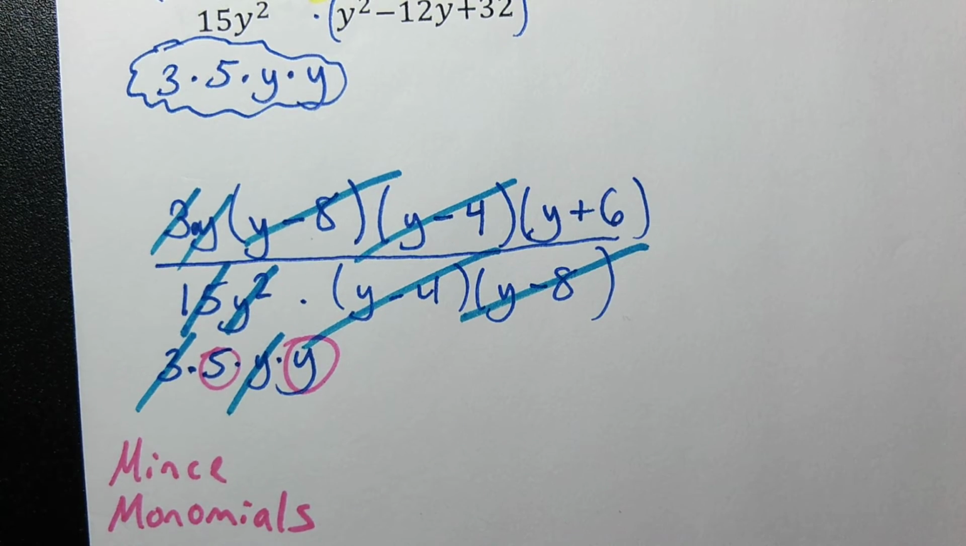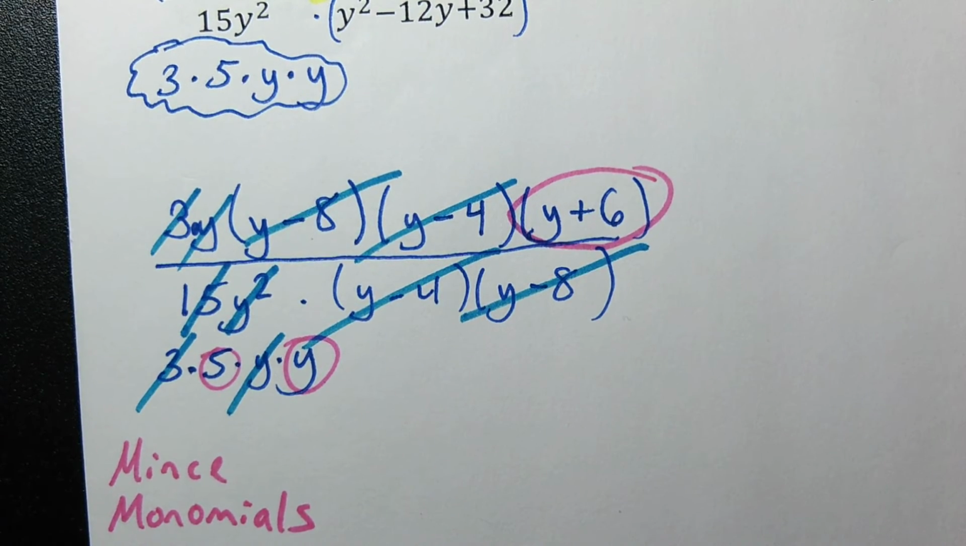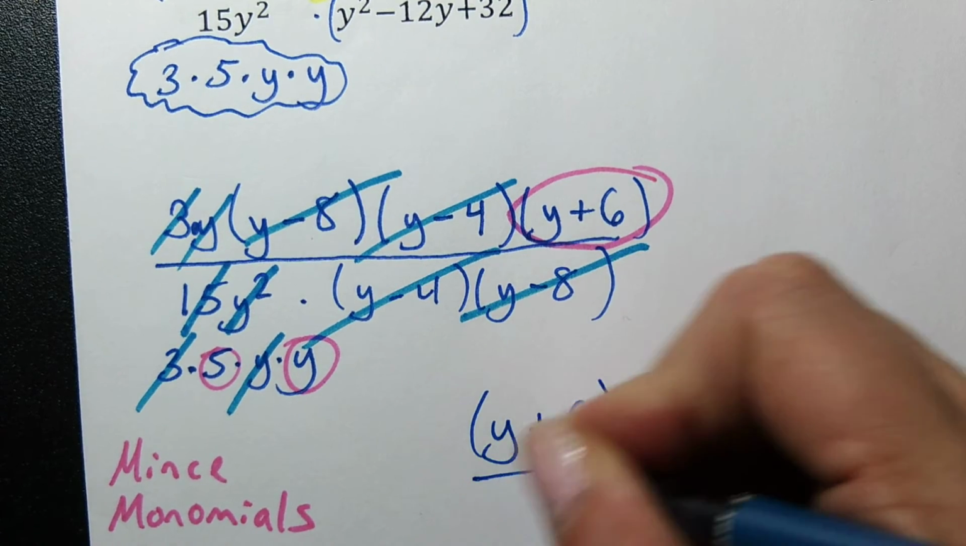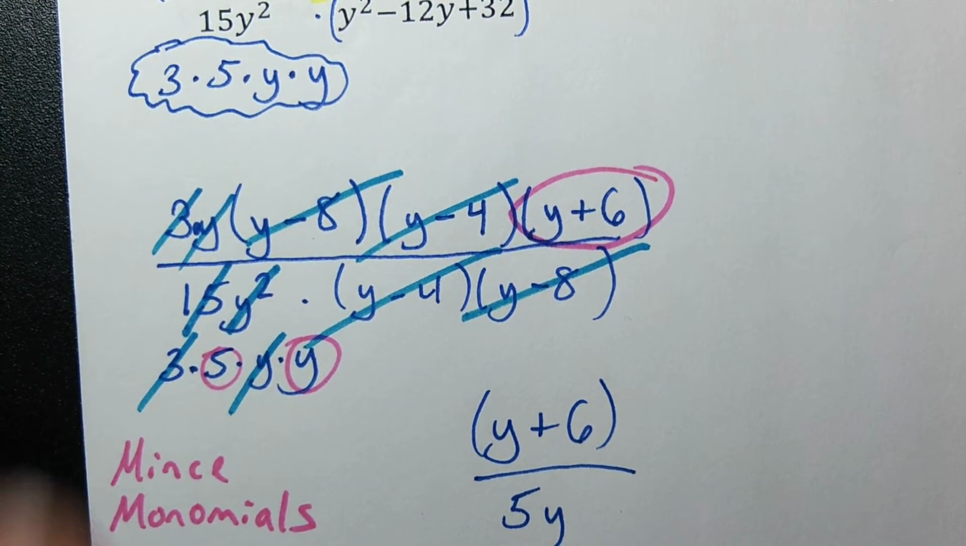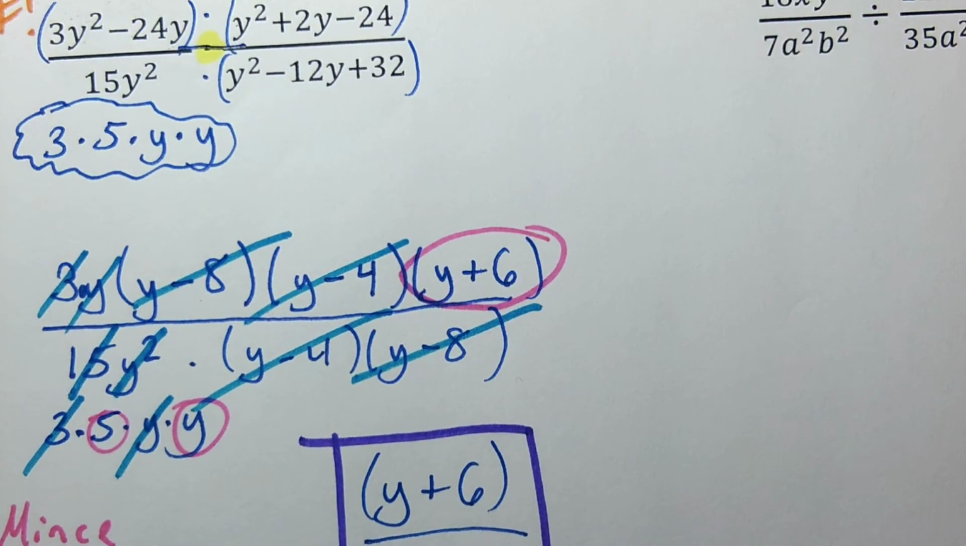So what we are left with in this problem is the y plus 6 on the top and the 5y on the bottom. So y plus 6, trap, over 5y. Let's go ahead and look at the next one.